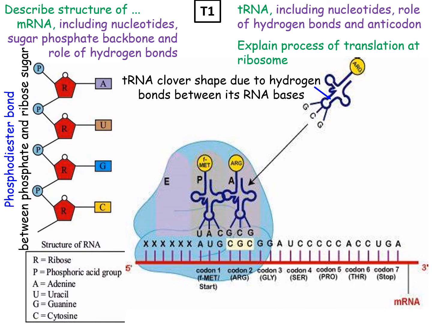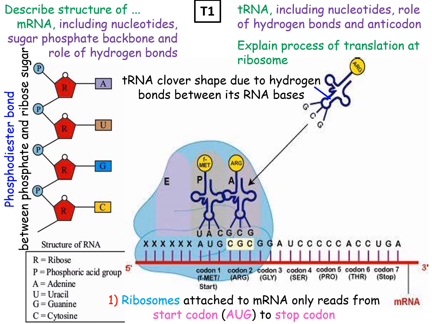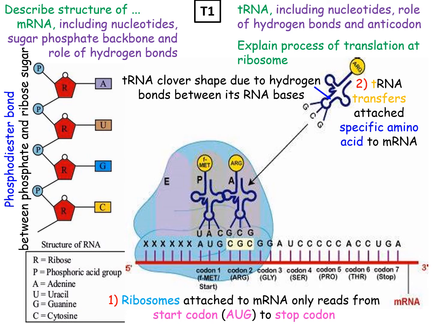Explain the process of translation at the ribosome. So first the ribosomes attach to mRNA, and they only read from the start codon, which is AUG, to the stop codon of the mRNA. Now each tRNA transfers an attached specific amino acid to the mRNA. And there are lots of different types of tRNA. So how do we know which tRNA should transfer which specific amino acid?